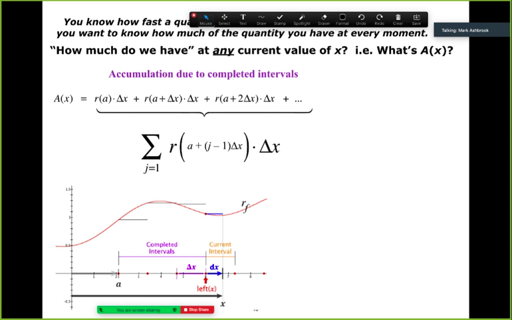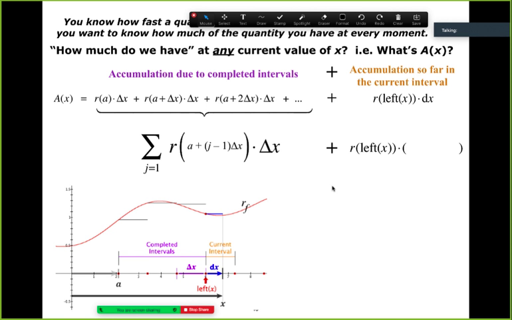Accumulation due to completed intervals was this, right? So this was the rate at the start of the jth completed interval times delta x, and j is going to cycle, start at 1 and go 2, go 3, up to the number of completed intervals. Plus accumulation so far in the current interval, which is r of left of x. So all we have left is this missing piece here. What would dx be? We don't have dx in this. We want dx to be a function of x, so we want an expression of x there that gives us dx.